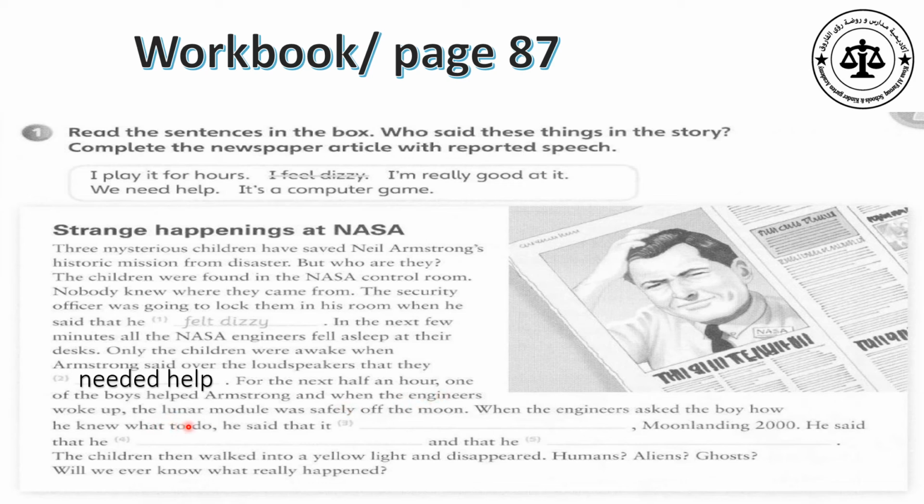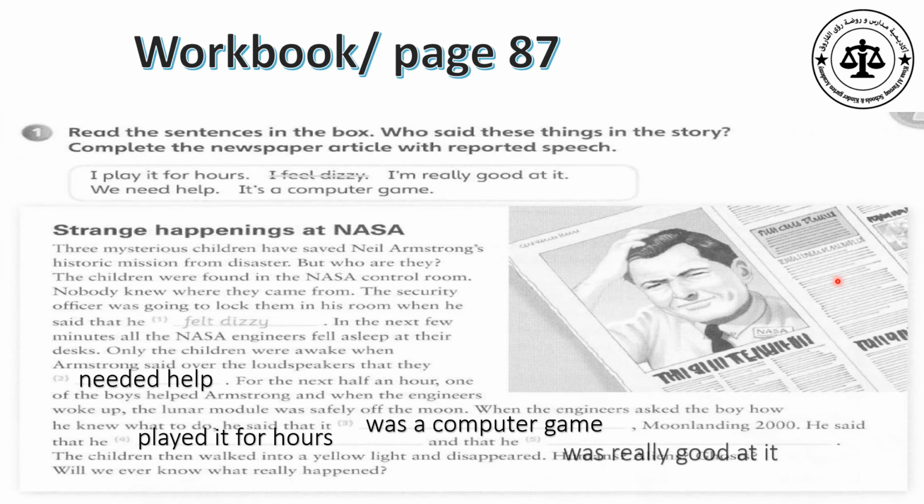the lunar module was safely off the moon. When the engineers asked the boy how he knew what to do, he said that it was a computer game, Moon Landing 2000. He said that he played it for hours and that he was really good at it. The children then walked into a yellow light and disappeared. Humans? Aliens? Ghosts? Will we ever know what really happened?